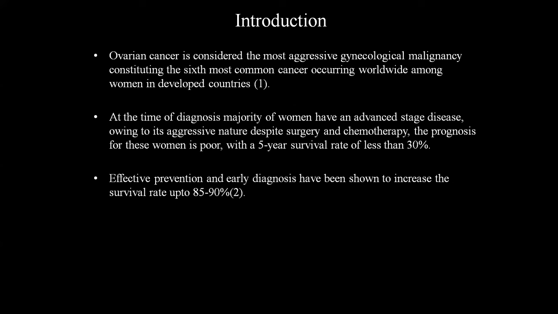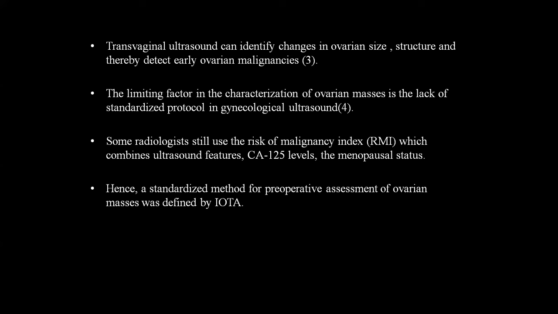Effective prevention and early diagnosis have been shown to increase the survival rate up to 85 to 90%. Transvaginal sonography can identify changes in ovarian size and structure, and thereby detect early ovarian malignancy. The limiting factor in the characterization of ovarian masses is the lack of a standardized protocol in gynecological ultrasound. Hence, a standardized method for preoperative assessment of ovarian masses was defined by the IOTA.